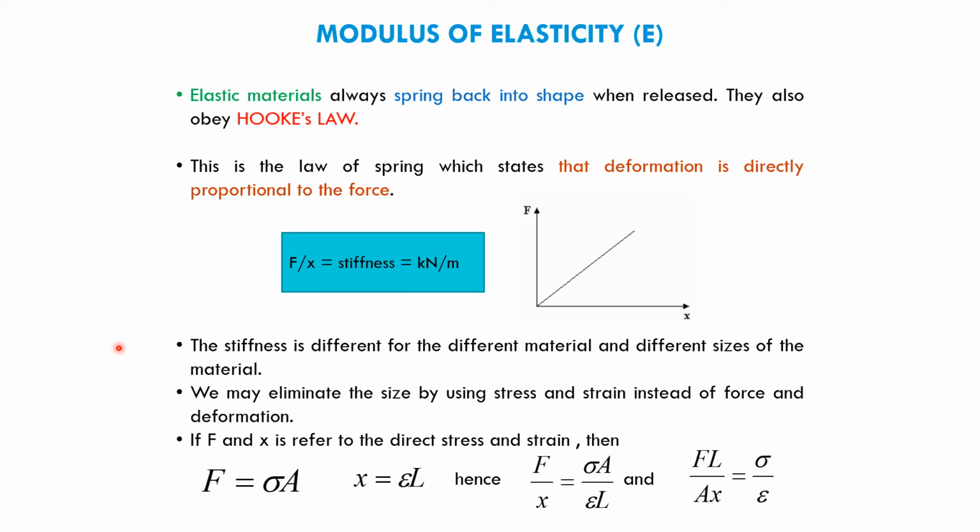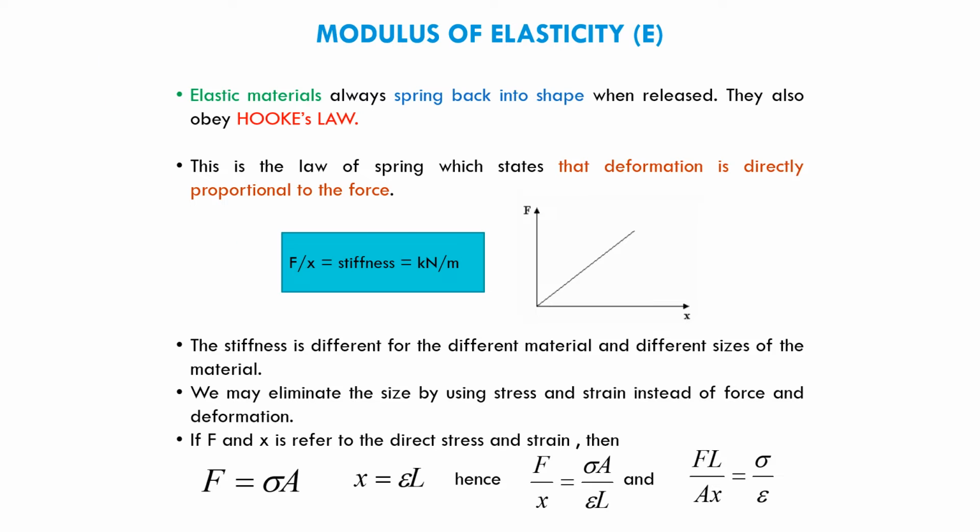So if F and X refer to the direct stress and strain, then we can make it into an equation like this one. So F equals sigma A, and then X equals epsilon L. Hence, if we put it into the equation, F over X, meaning the stress over strain, we are going to get this equation. Then when we put this stress over strain, it will become the equation FL over AX.